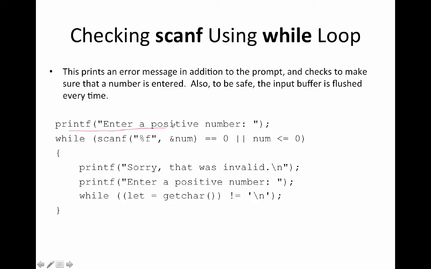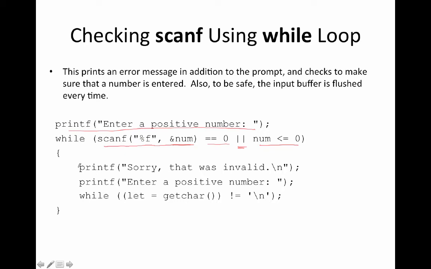Okay, so we start by prompting the user to enter a positive number. While scanf, %f, so we're expecting a float, the address of num. So again, scanf is going to attempt to read a number, a float, into the location of num. While that scanf returns a 0, so that means it was not successful in reading a float into the variable num, or if it was successful but the number was less than or equal to 0. So either one of those would be a mistake. If either the user did not enter a float or it was less than or equal to 0, then we didn't get what we want. We didn't get a positive number.